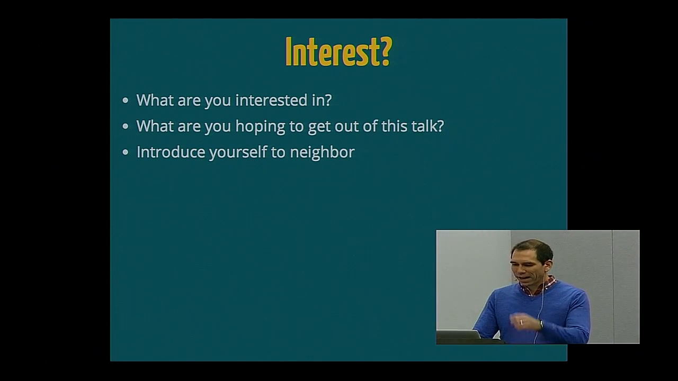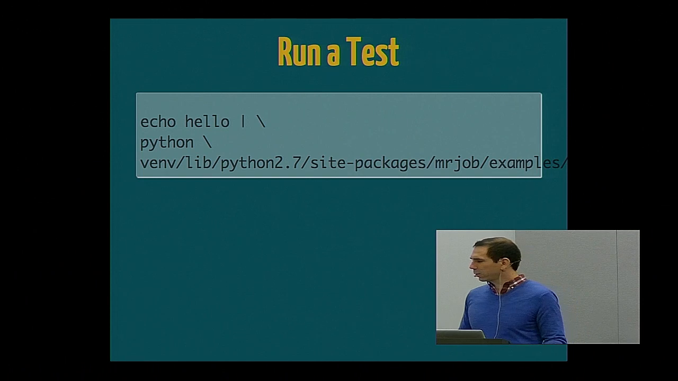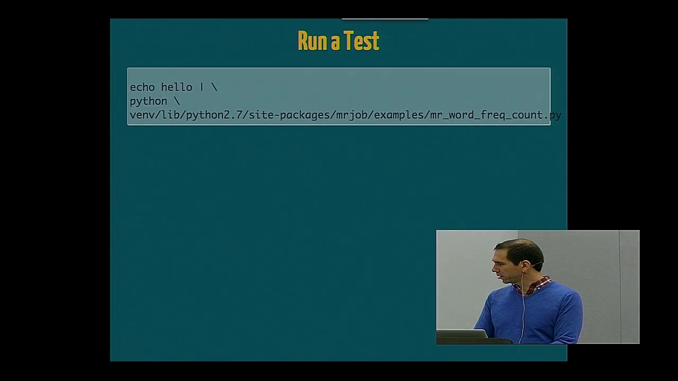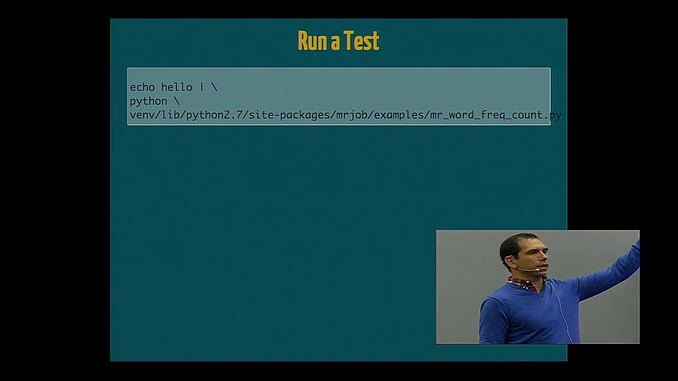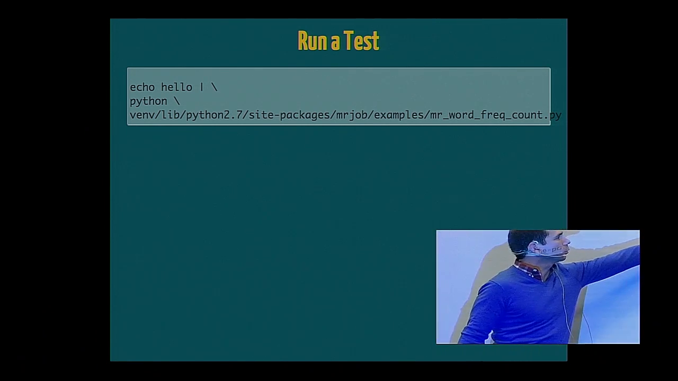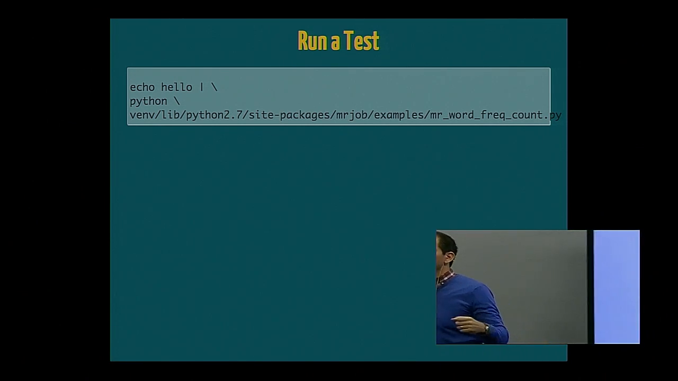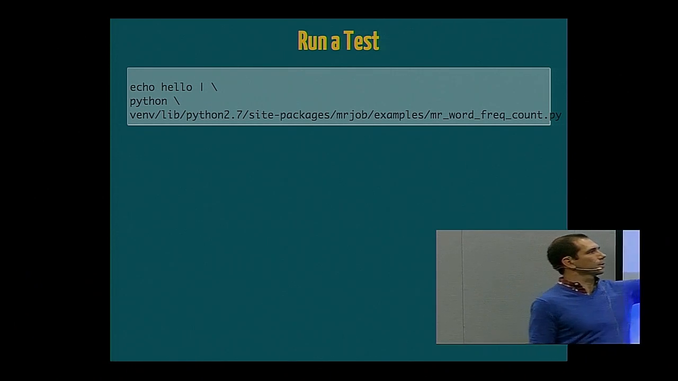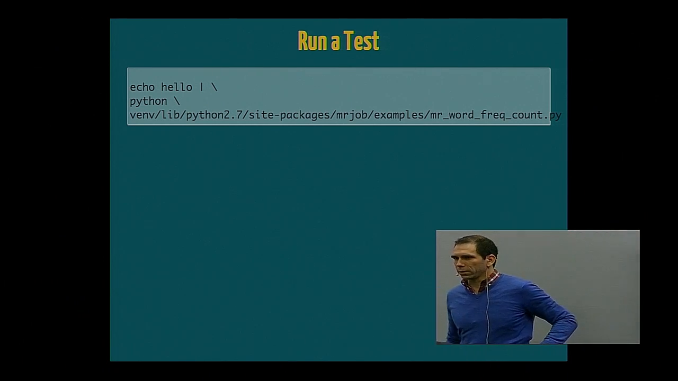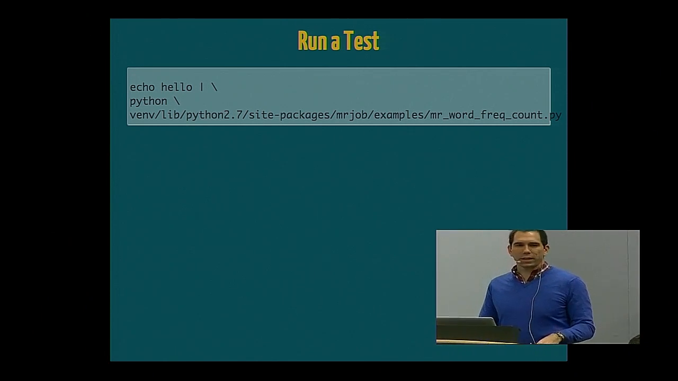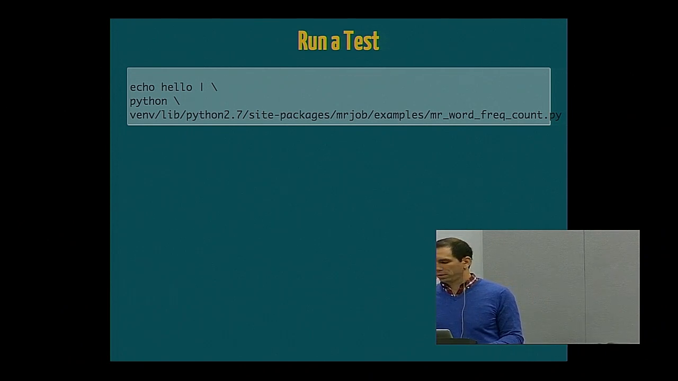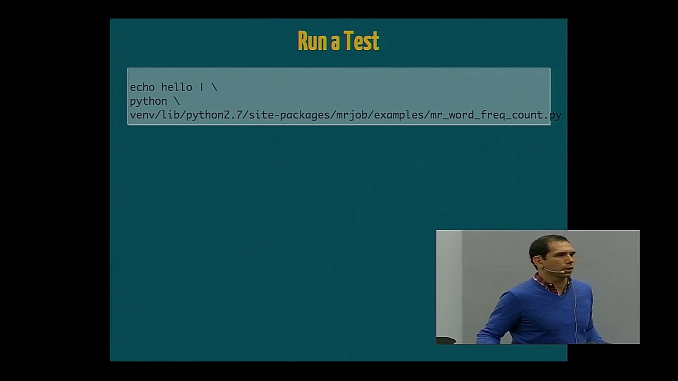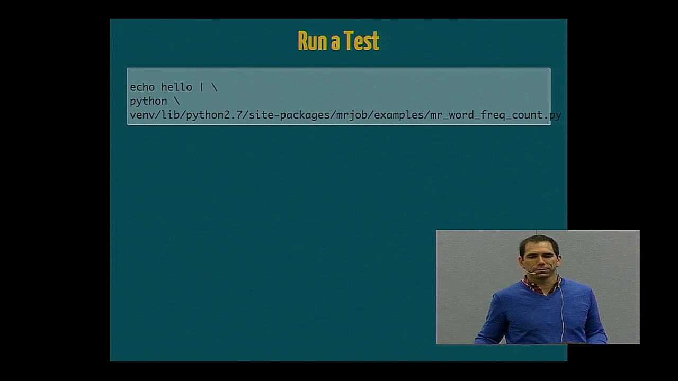So as I said in the email, you can run a quick test to make sure everything's working here. I tried to word wrap this a little bit, but basically you're echoing hello into this word frequency example. And we have a long path here because this is where mrjob is installed in your virtual environment. So if you could run that and make sure everything's working, we can skip any problems that we might have during the tutorial.